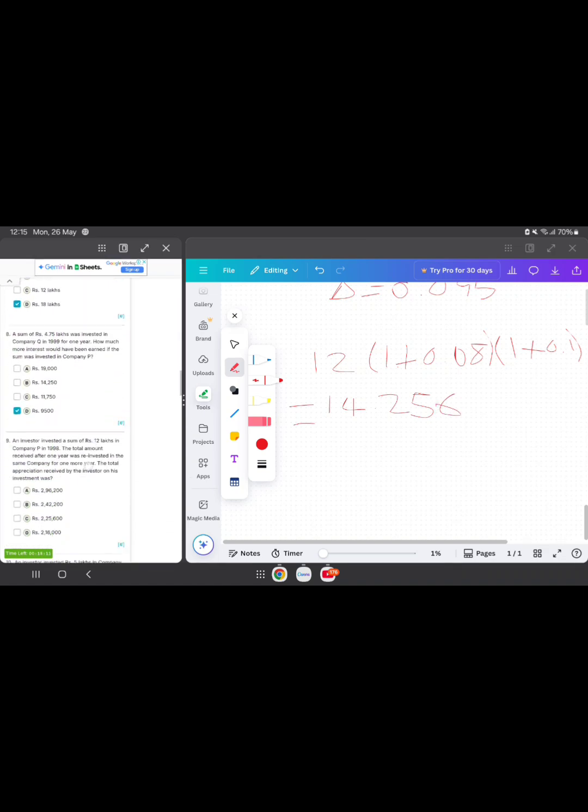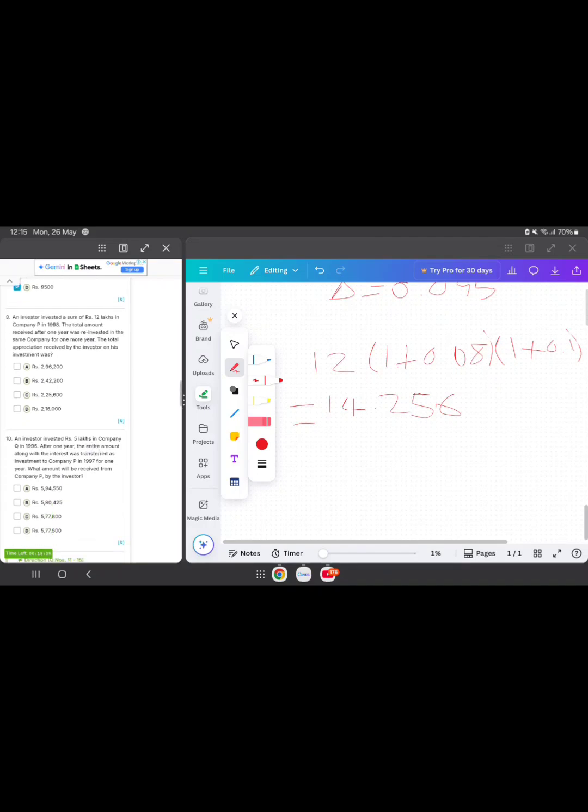Okay, they want the total appreciation received by the investor on his investment. So the total amount that the investor made in this investment will be 14.256 minus 12, which gives us 2.256 lakhs.